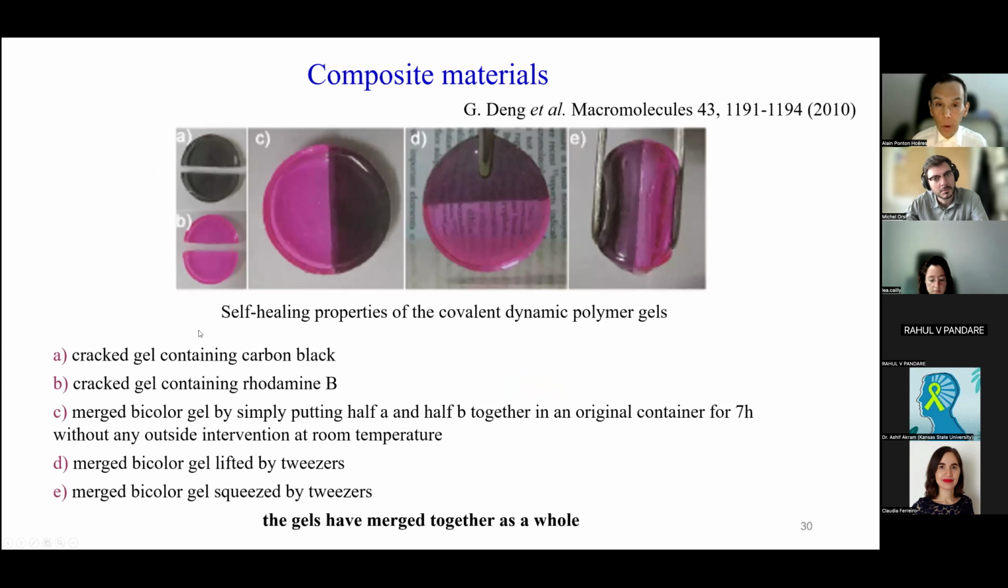So here you have two kinds of polymer. One contains carbon black. The second one contains a dye. You cut the two gels and you put together one part of this gel and one part of this gel, and you can obtain the two parts put together, and you have a gel. You can press the gel, you can contract the gel, so you have what is called self-assembly materials.